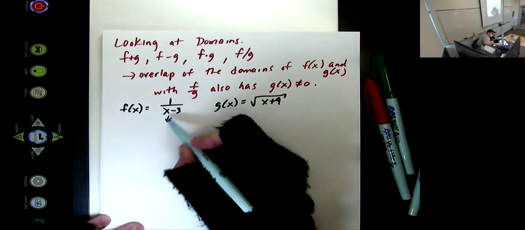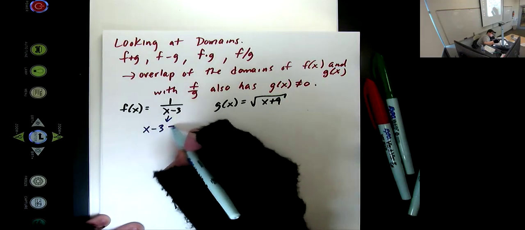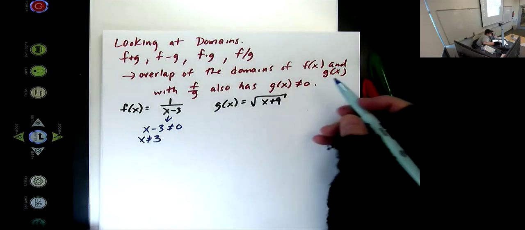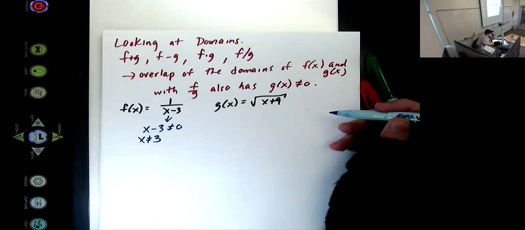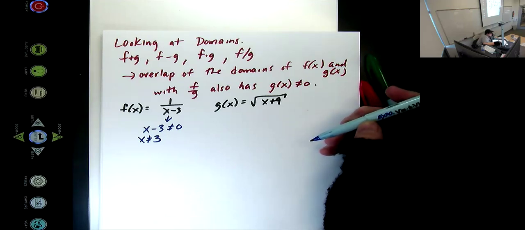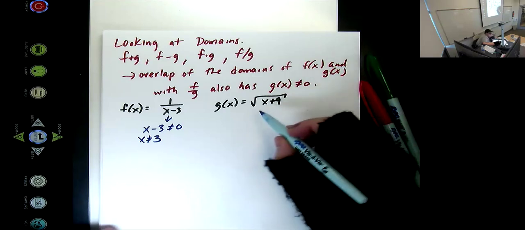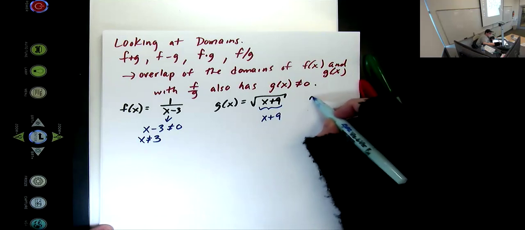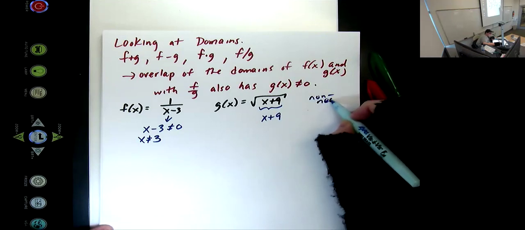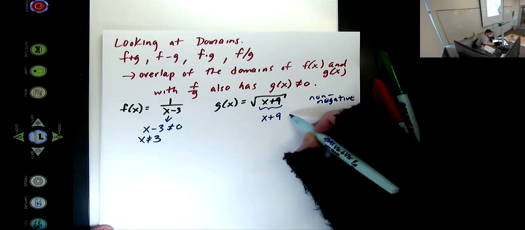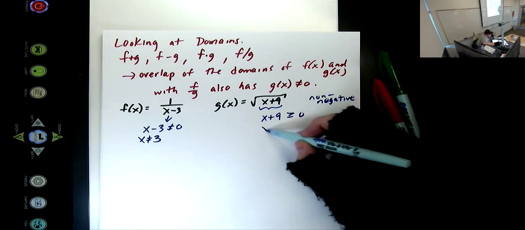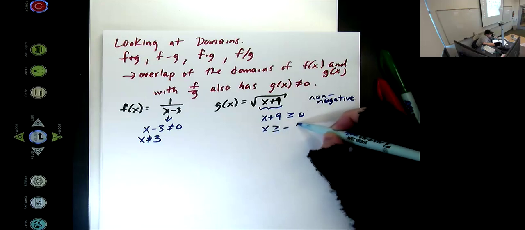This one, we can't have the bottom equal to 0, which means x cannot equal 3. And square roots, the inside has to be non-negative, is the way to call it. It just really means greater than or equal to 0. So this says x has to be greater than or equal to -9.